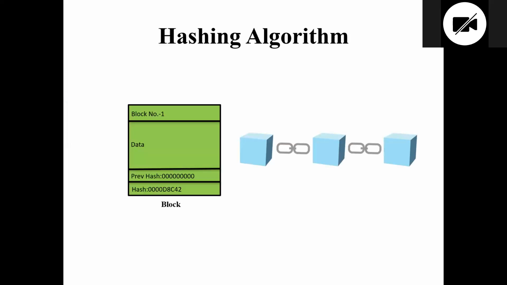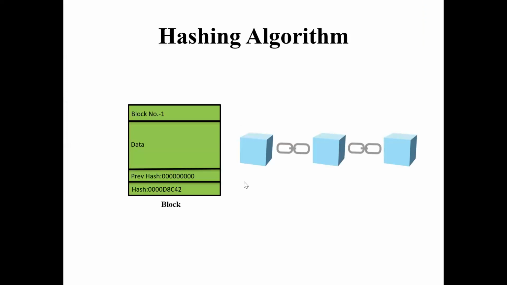In your blockchain, a block has different entries: block number, data, previous hash, and hash. So a block looks like this, as I show you in the slide. There is a block number; once the block is created, each block has a block number. Data is just like an entry, that is a transaction. Let's say if I send 100 rupees to another person, that transaction is the data.